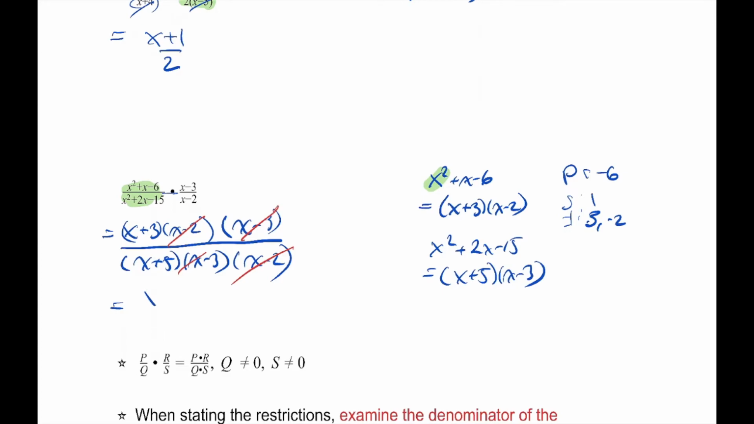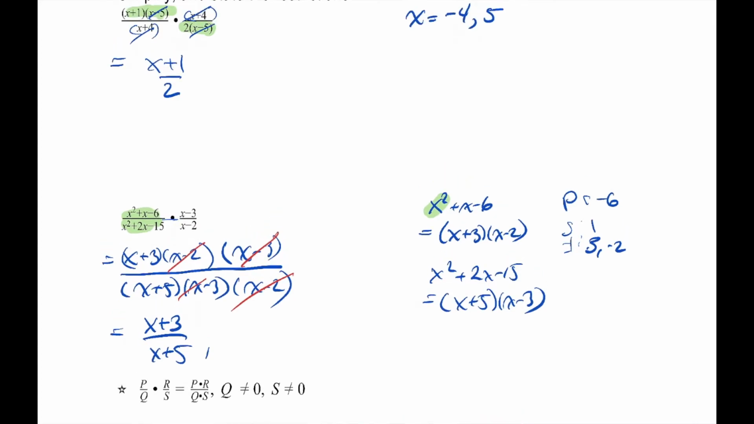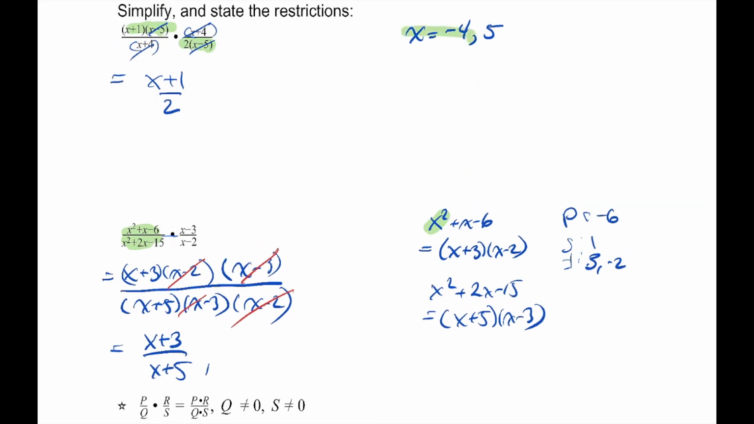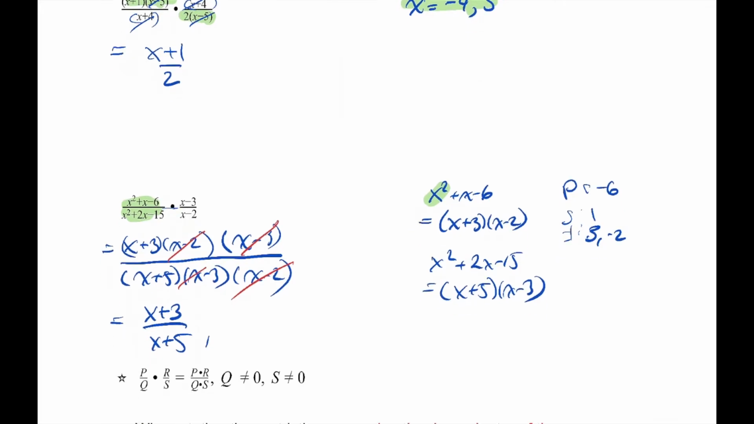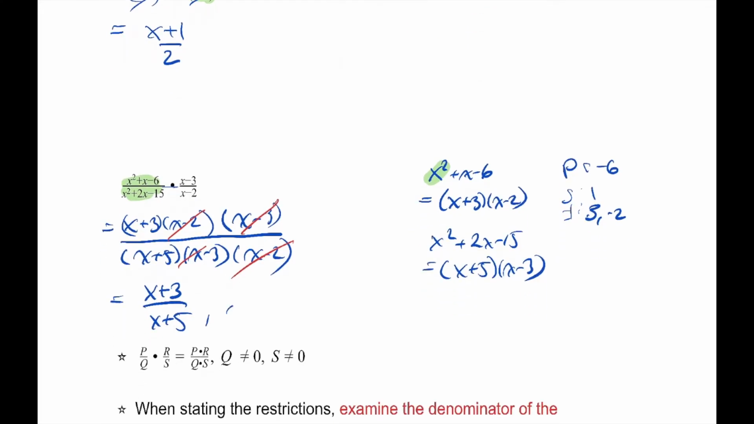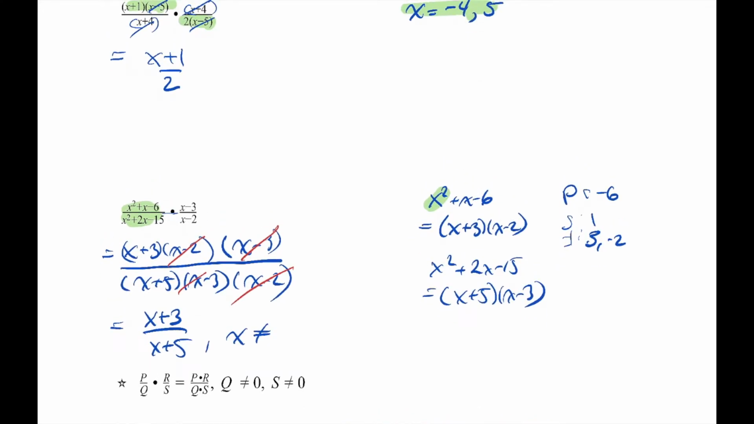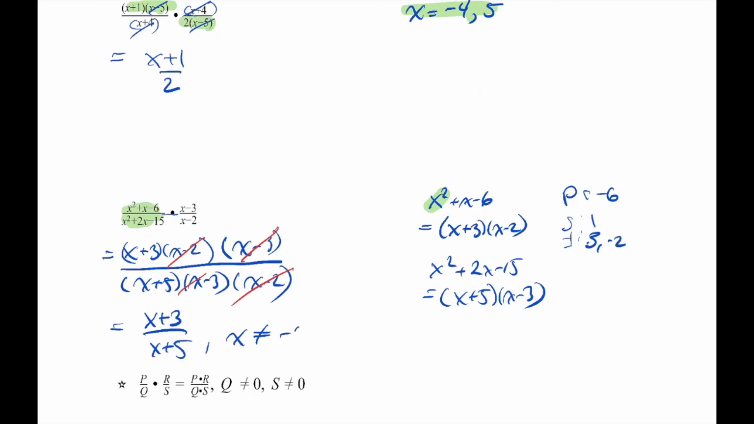It's just going to be x plus 3 over x plus 5, and again, I'm going to restate my restrictions. I wrote them up here on top when I was looking at my original expression, so I don't forget anything. So in this case, x cannot be -4 and cannot be 5.